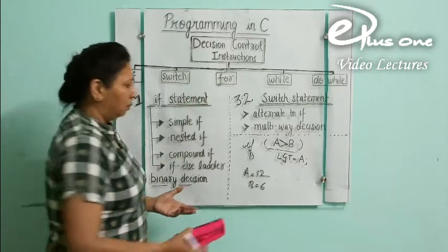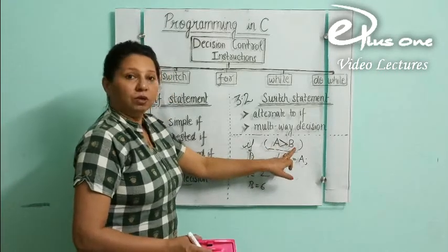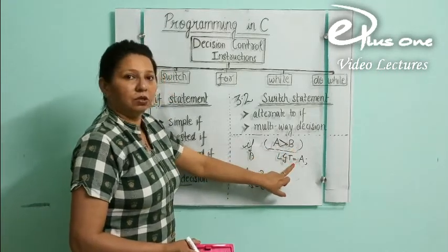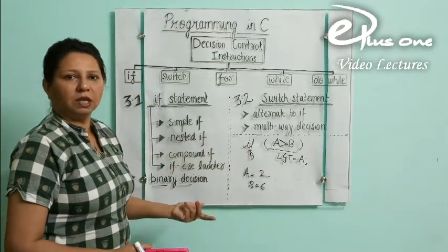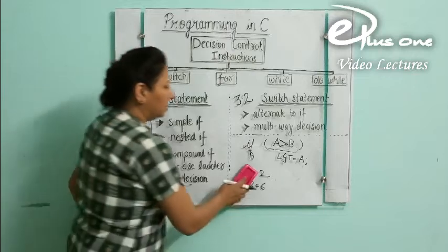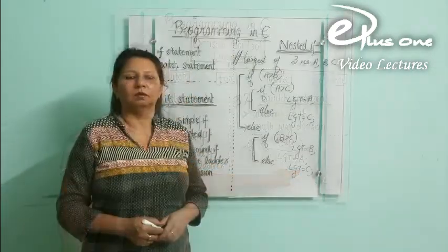Nothing will happen. Because if I say A is 2 and B is 6, then this is not true. So this will not be executed. So what will happen? Nothing will come out in LGT. There is no result there. But we cannot say that this is not correct. It is still correct, but it is incomplete.